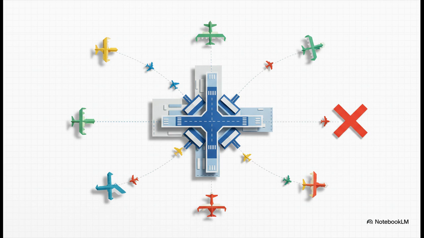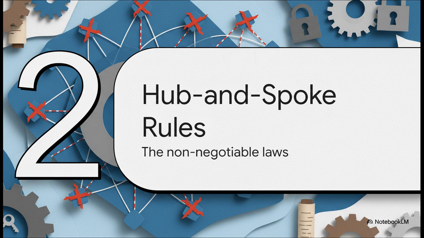Now, here's the deal in Phase 1. If you want to fly from one of those small cities to another, you have to connect through that main hub. There are absolutely no direct flights between the smaller airports. It's just not allowed. And that whole no direct flights thing, it isn't just a suggestion. In Phase 1, it's basically a law of physics for the network. There are these very specific, non-negotiable rules that every single device has to follow, no exceptions.